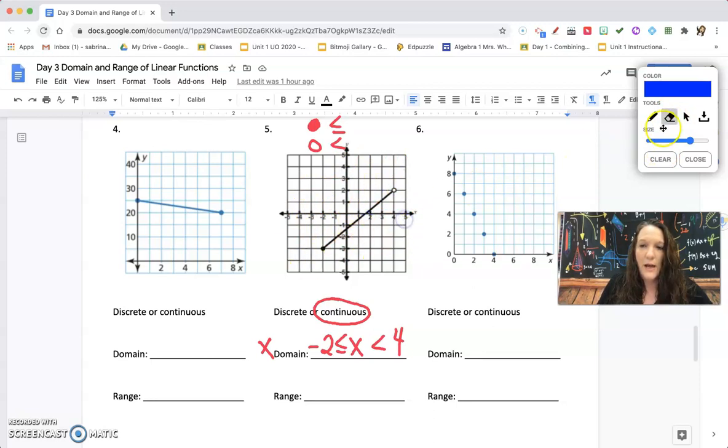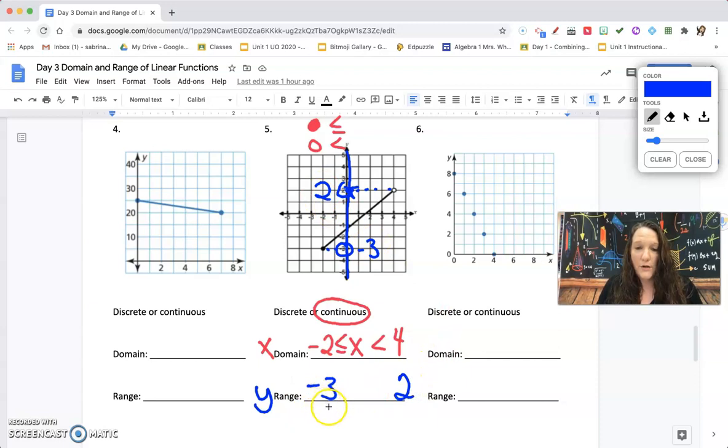So range, we're going to look at the y-axis. So we're going to be looking how high does it go and how low does it go. Okay, well here's the lowest point down here. And if I come over, it's at -3. If I go to the highest point of my graph and come over to the y-axis, I'm at +2. Okay, I'm between two numbers, right? Put the lowest number first. My lowest number is -3. Then my largest number is +2. Always put the smaller number first.